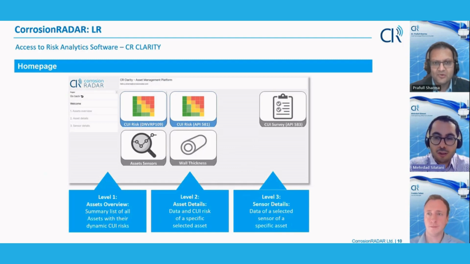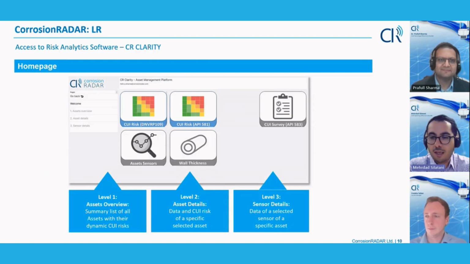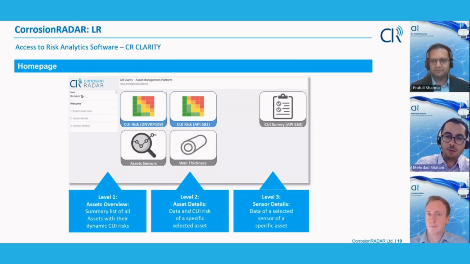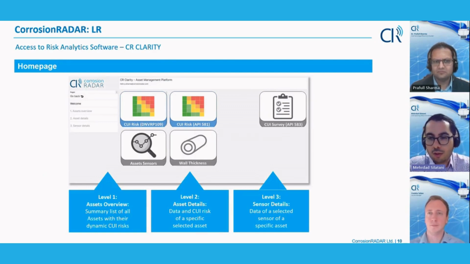Now, to your question, you mentioned different names, different roles, and that has been one of our challenges: how to tailor the output of our system and technology to different stakeholder levels within the client. Starting with the management level, engineering managers or a head of inspections, they want to see a quick snapshot at a high level, level 1, assets overview, which lists their assets and shows in a traffic light system what the CUI risks are.